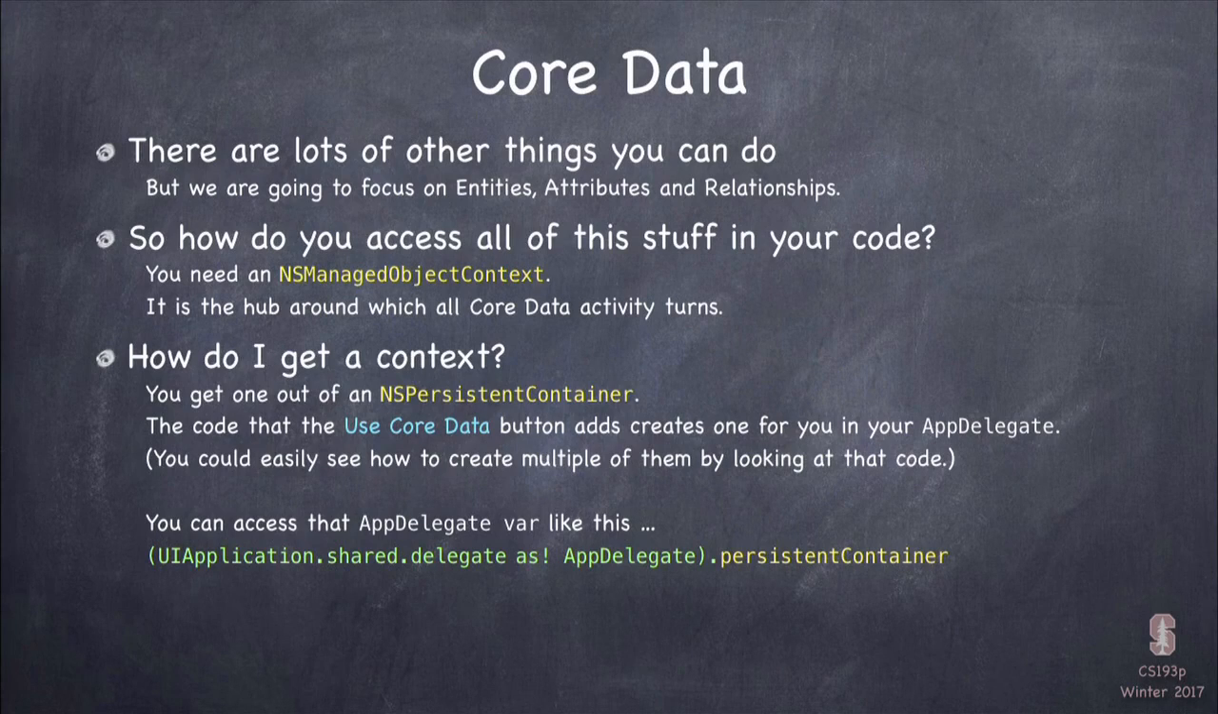So this is the code you're going to use: (UIApplication.shared.delegate as! AppDelegate).persistentContainer, all that in one expression. Now you're going to get this persistent container. And notice I'm doing as exclamation point. This will crash if my app delegate is not in fact AppDelegate, but it's already wired up to be that for you when you create a new project, so that should never be a problem.